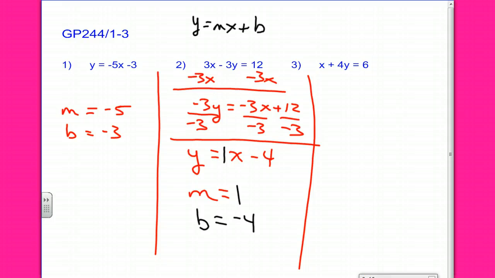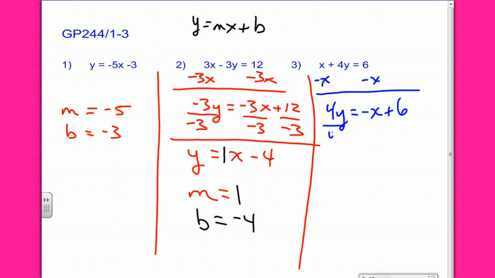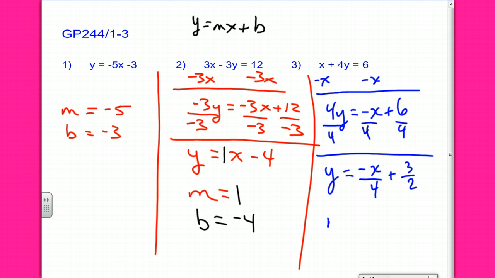And how about number 3? Anyone want to come up? Okay, then tell me from where you are. Casey. Subtract x. This is 4y equals negative x plus 6. And then we divide by the 4, and you get y equals negative x over 4 plus 3 over 2. So the slope is negative 1/4, and the y-intercept is 3 over 2. Okay, very good. Questions?